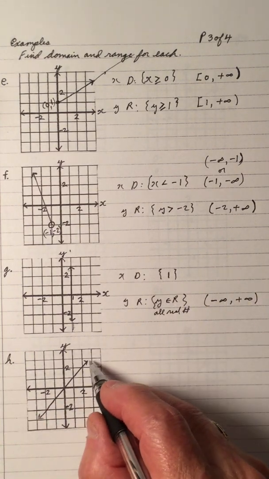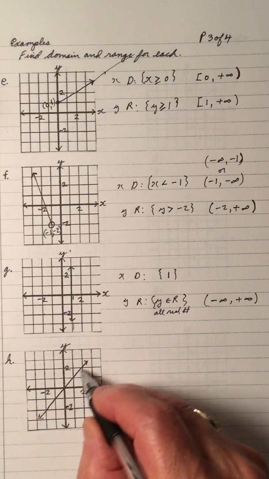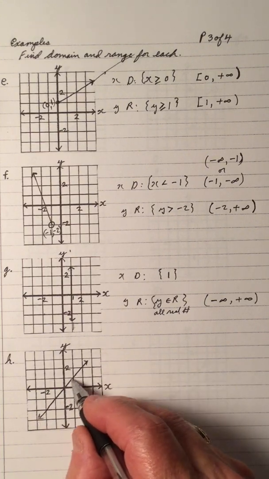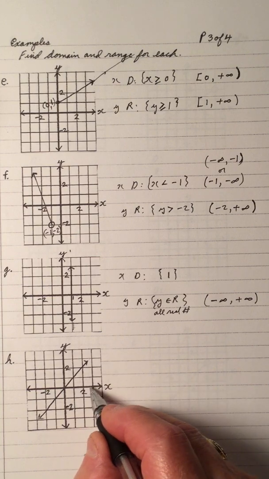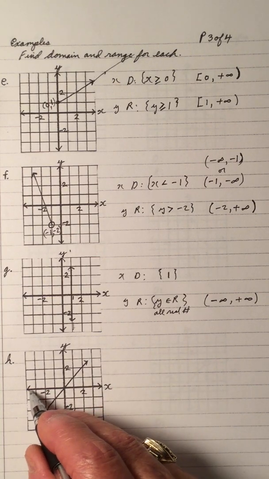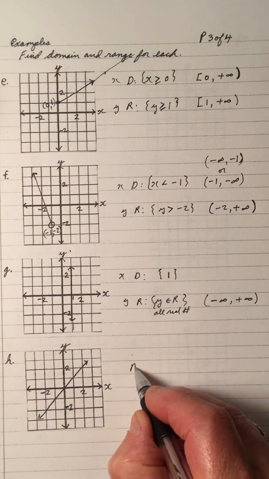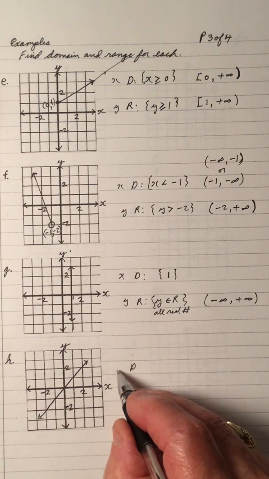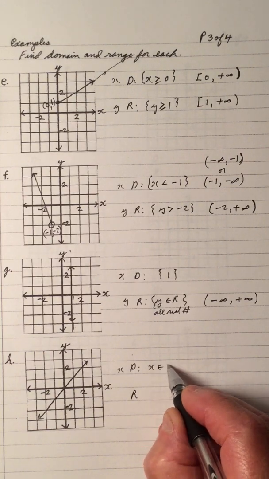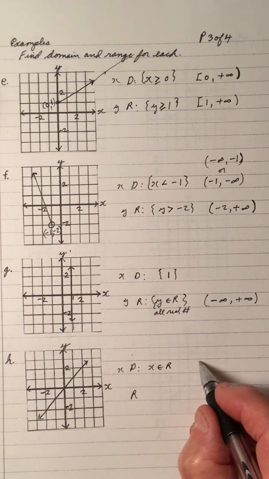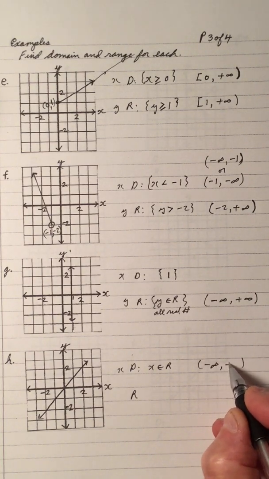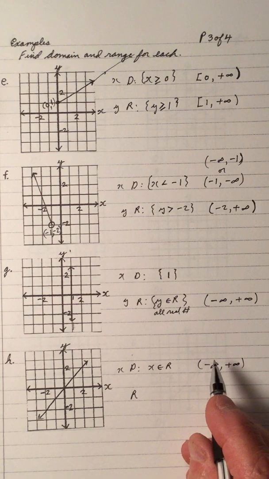And H, we have a line slanting with a positive slope. And notice as you go up, you're going to take the x's on the right. And as you go down, you take the x's on the left. So the domain for the x's is x ∈ ℝ, has all the reals. And we have negative infinity going to positive infinity for real numbers.